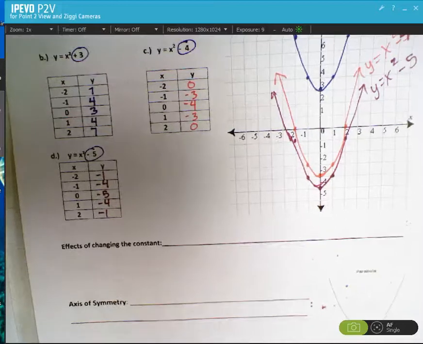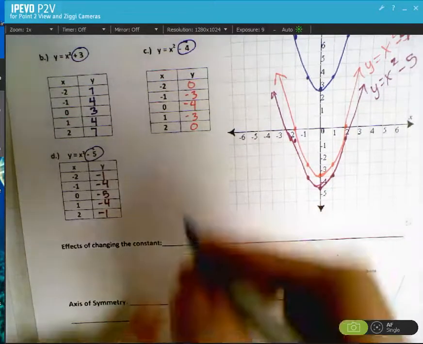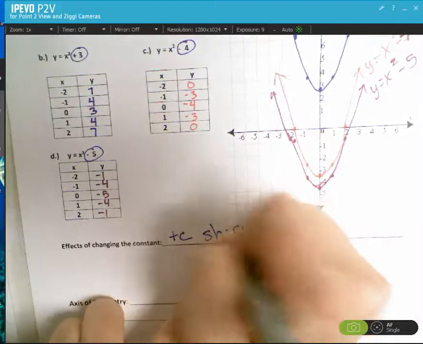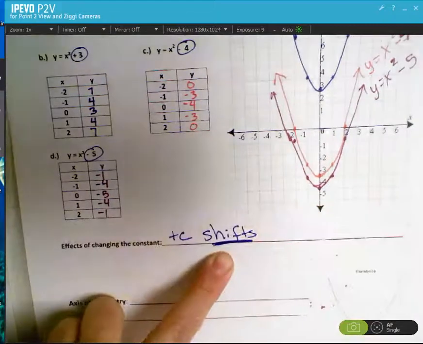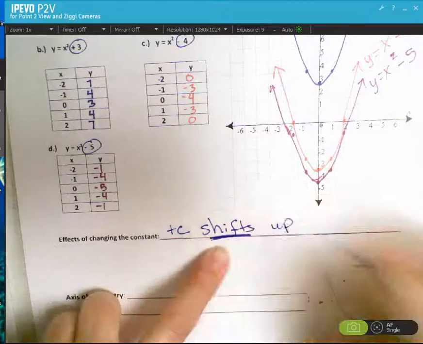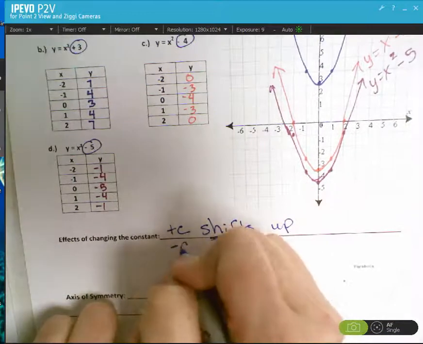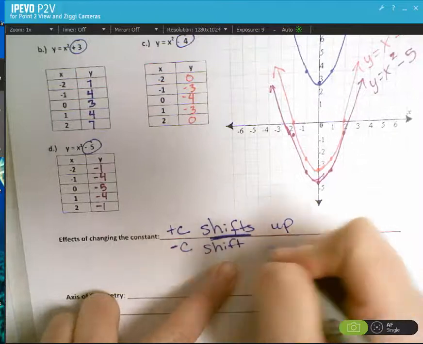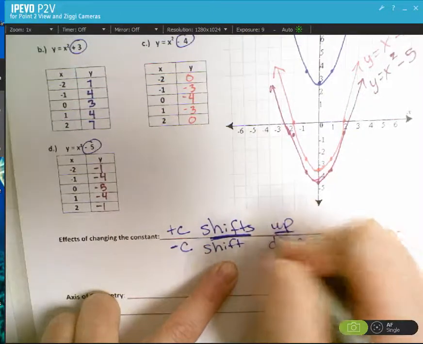So what we can pull from that is that changing the constant, if I add c, that shifts, that's a word you're going to use when you're describing it, up. Or if I subtract c, I'm going to shift down.